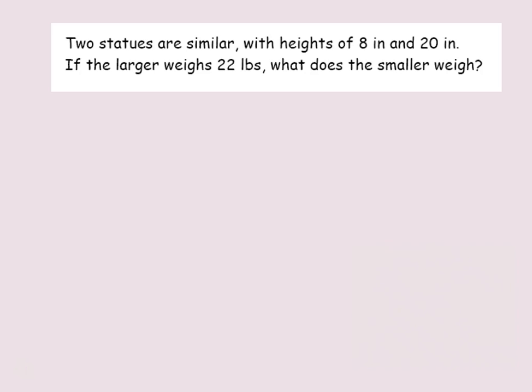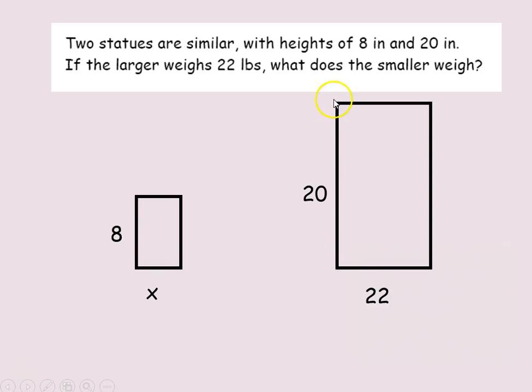Now we've got a volume one here. We have two statues that are similar with heights of 8 inches and 20 inches. If the larger one's 22 pounds, what's the smaller weight? And weight is a volume idea. Weight isn't a length, it isn't measured in lengths, and it isn't measured in areas. Weight is measured in volumes. So we have a statue here, just making it a rectangle for the sake of simplicity, with a height of 20 inches, and another with a height of 8 inches. The weight right here is 22. So we know the two heights, 8 inches and 20 inches.